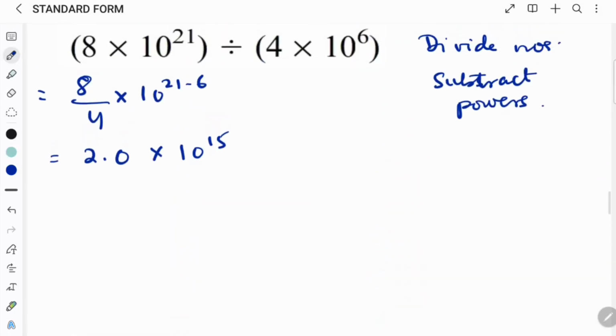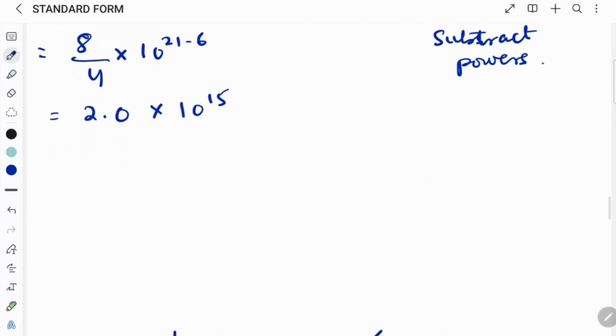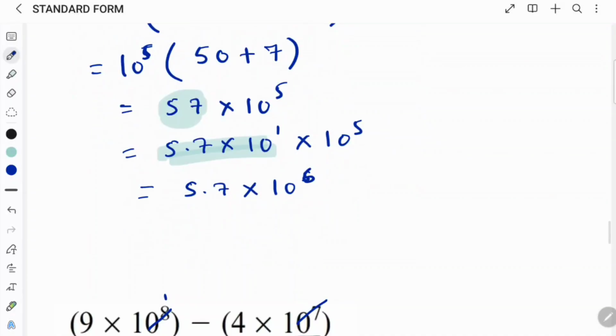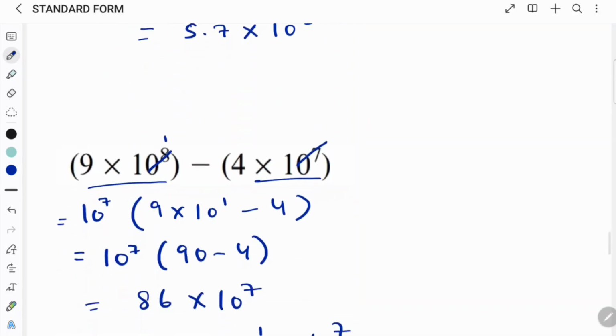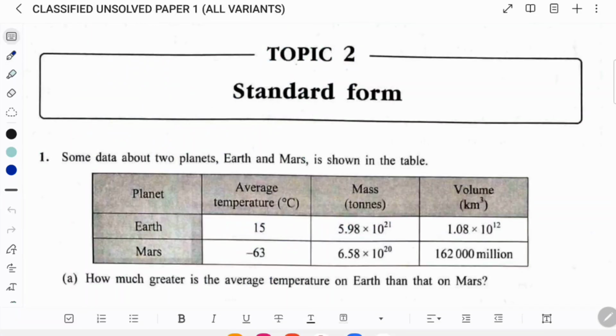So what did we do in multiplication? We just multiply the numbers and add the powers. Division, divide the numbers, subtract the powers. Addition, take out the power common and solve the bracket and then unite together. But in the last, if you are not getting fully in standard form, you have to change the numbers to standard form. Okay, the same thing you do for subtraction. Take out the power common and then solve the bracket and write down in the last. If your final answer is not coming in the standard form, then change it. Now proceed to the past paper question, and let's begin. I'll try to do as many questions as I can.